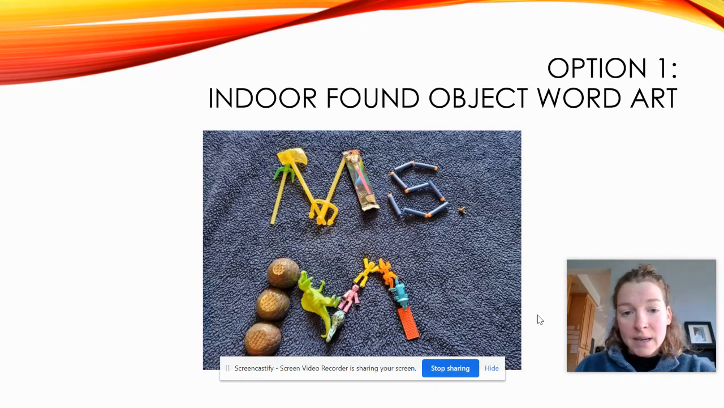You'll see here in this example, I went through my son's toys and I spelled out Miss M. You can see M, S, a little dot there, and then an M. You don't have to use toys. Any sort of found object in your house. You could use food, you could use clothing, anything that you can manipulate to spell out a word. It could be your name. It could be a favorite word of yours, like love or dream, something fun like that.